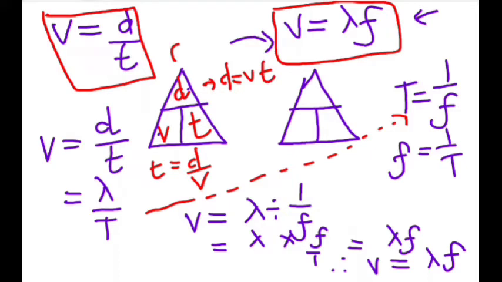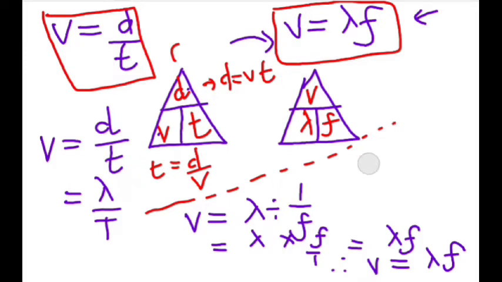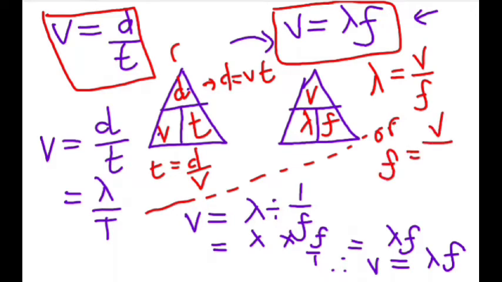Then here you can also have speed equals the product of the wavelength and frequency. So the speed is the product of the wavelength and the frequency. And again, from this triangle, we can get two versions of this formula. We can say the wavelength is the speed over the frequency, or the frequency equals the speed over the wavelength.